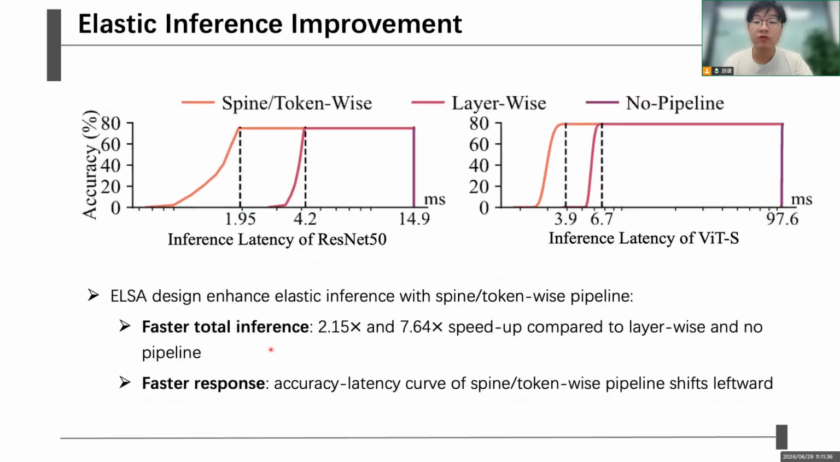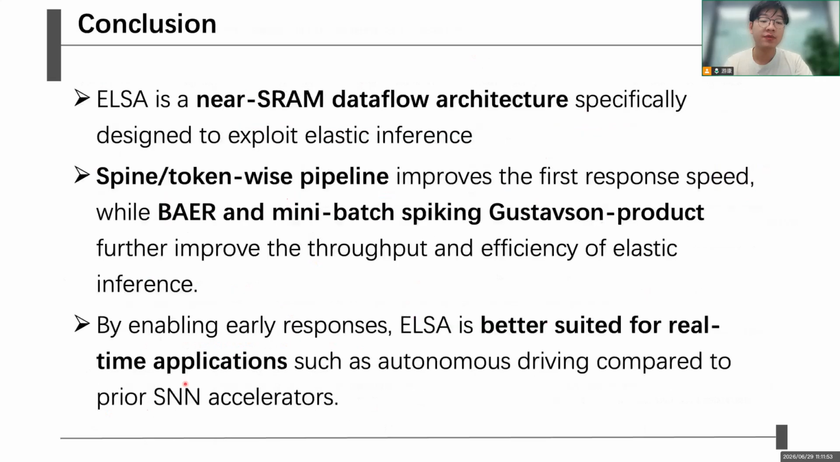Finally, let's look at the improvement in ELSA inference. As shown in the figure, compared to the layer-wise pipeline, the ELSA design enhances elastic inference with the spine token-level pipeline. It enables faster total inference and faster response.